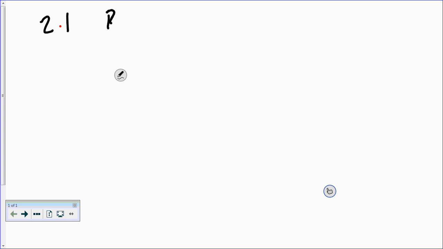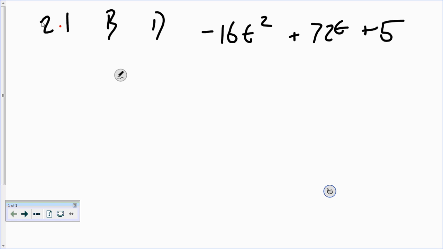Let's go to part B. Okay, that's the 1. It says an expression for the height of a projectile: negative 16t squared plus 72t plus 5. Be careful with your t's, guys. I always put a little curly q at the end of mine. What kind of polynomial is it? Is it quadratic? You'll see these.